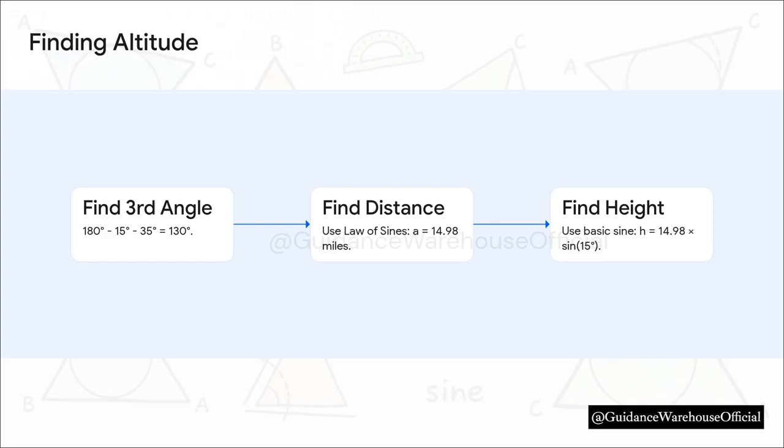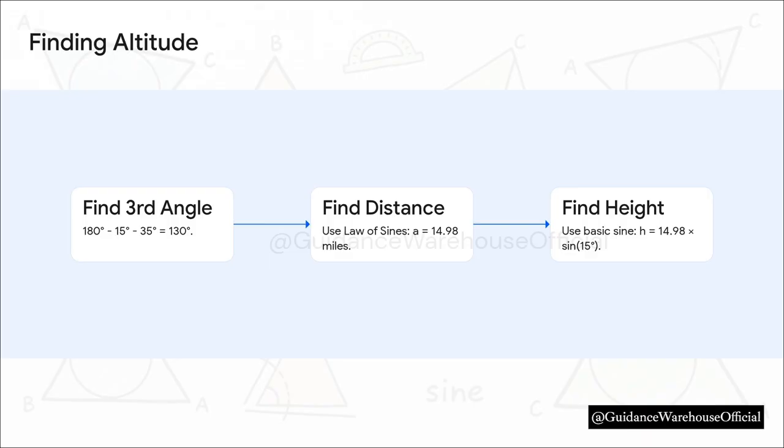Step 1, find that top angle at the aircraft. 180 minus 15 minus 35 gives us 130 degrees. We now have our buddy pair. The 130-degree angle perfectly matches the 20-mile distance between the stations on the ground. Step 2, use the law of sines to find the distance from one station to the plane. Let's solve for side A. Sine of 130 over 20 equals sine of 35 over A. Solve that out, and A is 14.98 miles.